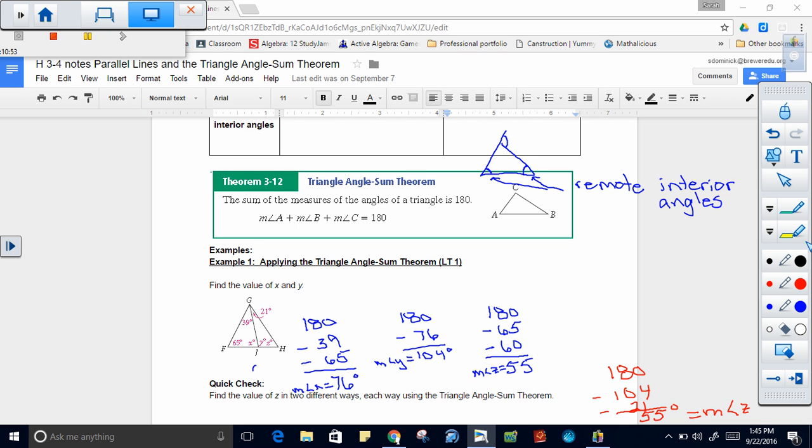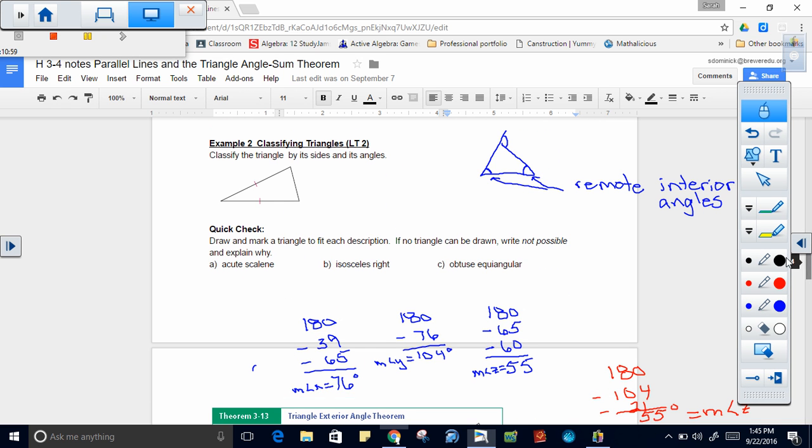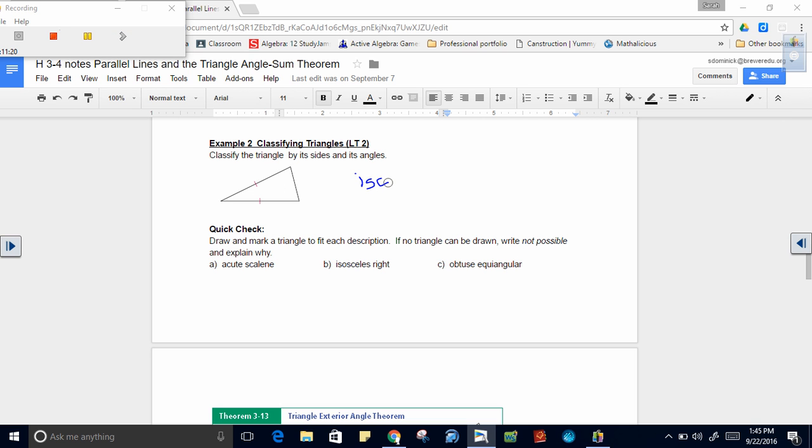Alright, and moving on to the next. If you are going to classify triangles, I want you to classify this one by its sides and angles, right? Draw and mark a triangle to fit each description below. If I was going to do this one, I know that these two are equivalent, so it would be isosceles. And looking at it, I'm going to assume, which you should never do, and I'm going to here, I should have given you angle measures, but those are all less than 90, so it's an acute isosceles triangle.